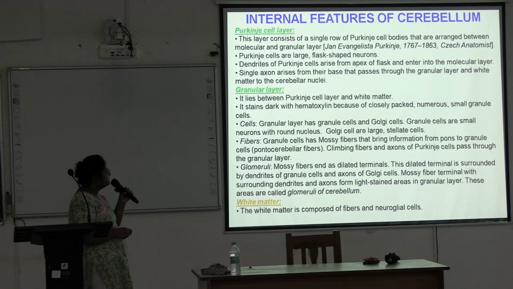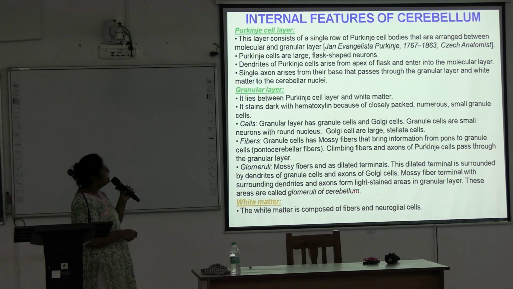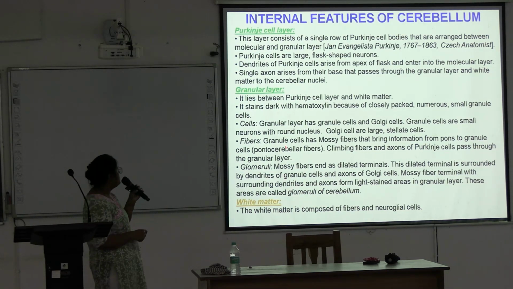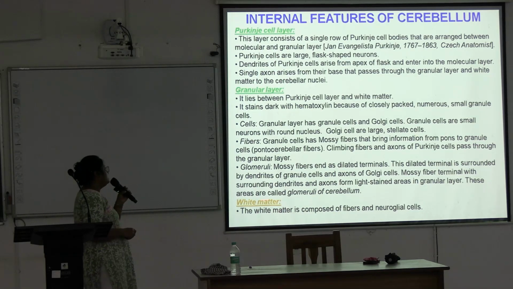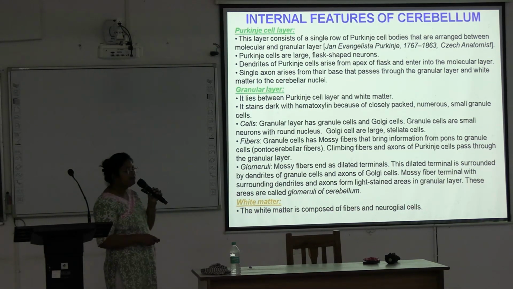Mossy fiber ends are dilated terminals, and this dilated terminal is surrounded by dendrites of the granule cells and axons of the Golgi cells. This mossy fiber terminal with surrounding dendrites and axons forms a light-stained area in the granular layer, and these areas are called glomeruli of the cerebellum. These are lying in the granular layer. Next is white matter. White matter is composed of fibers and neuroglial cells.